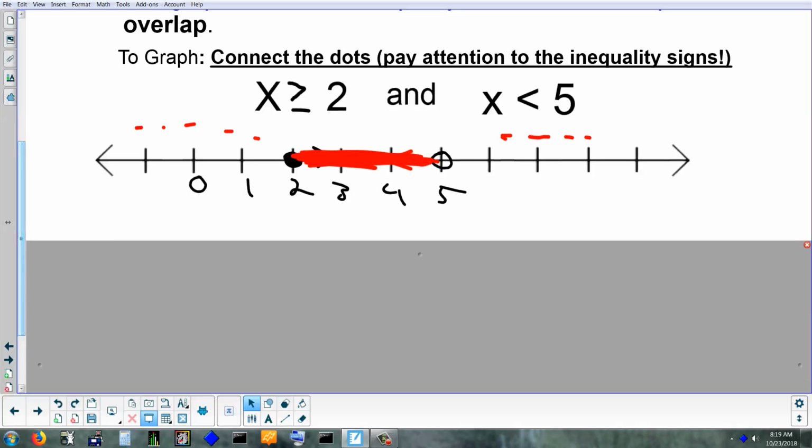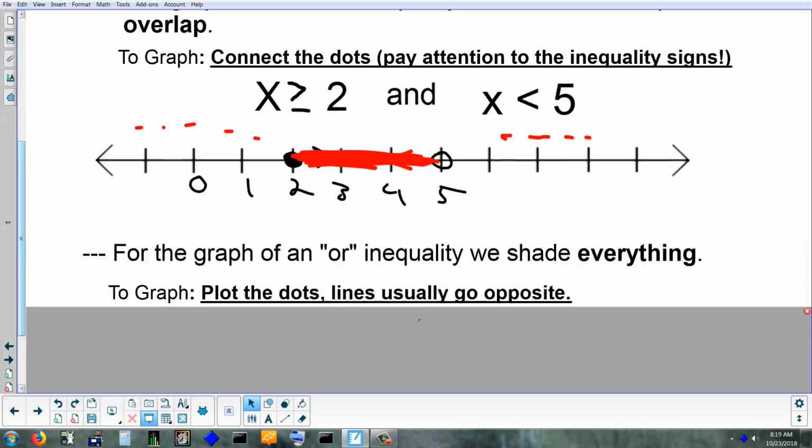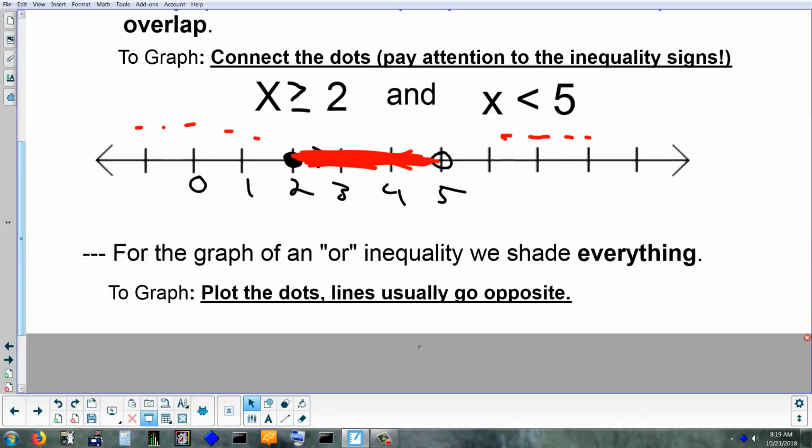Now for an "or," that's a little different. It's basically the opposite of this. We shaded between. An "or" is everything outside. All right, so for an "or," let's look at how that works. We're going to shade in outside the circles. Okay, the lines usually point in opposite directions.